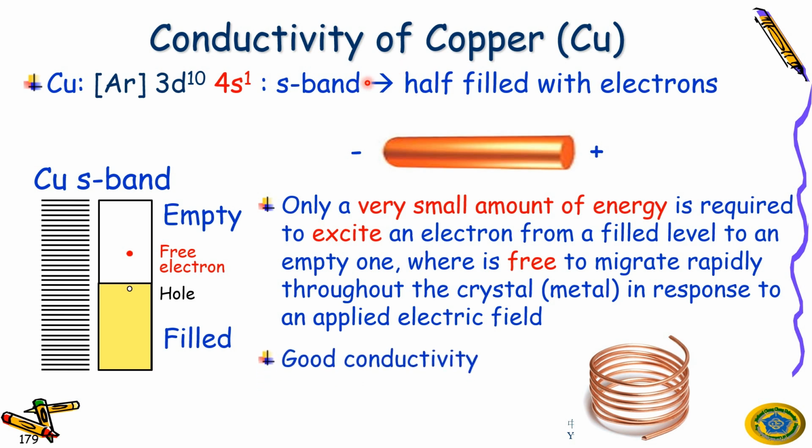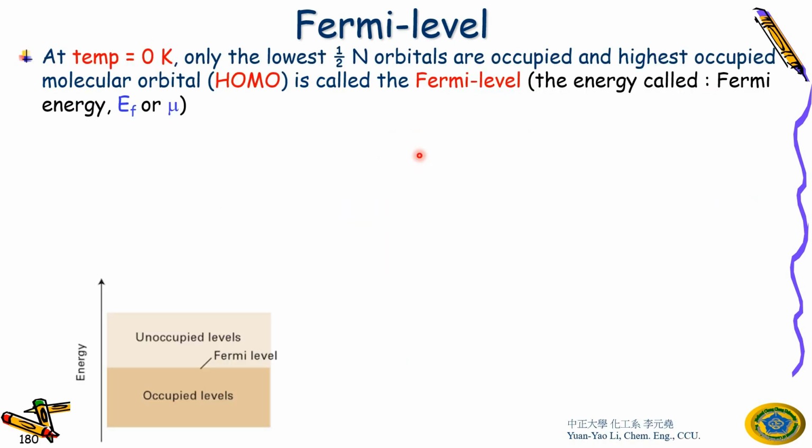And because only a little bit of energy is required to make this become a free electron, this is why copper is a very good conductor, right? A good conductivity, a very good conductor.